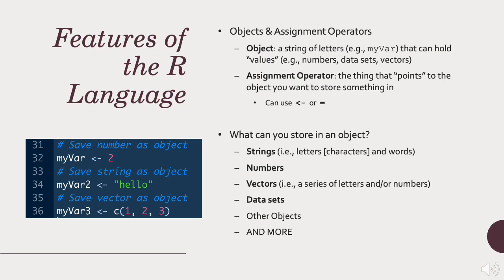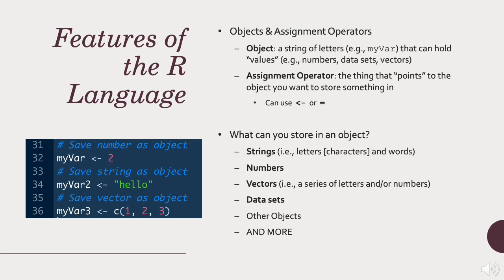Or if you look at the bottom for myVar3, I've created a vector there, which is like an object with 3 numbers in it. I might not want to type those 3 numbers over and over again because maybe I need to use them in a bunch of places in my code. So it's a lot easier if I can just put that whole thing in an object that I'm calling myVar3. And then anytime I want to call that vector, I can just type myVar3 and the program knows what I'm referring to.